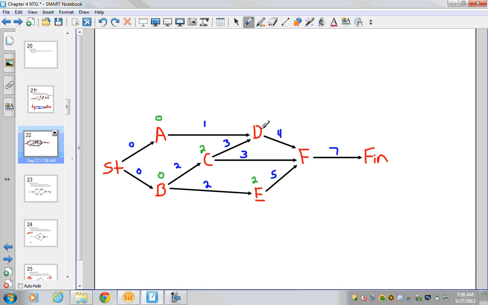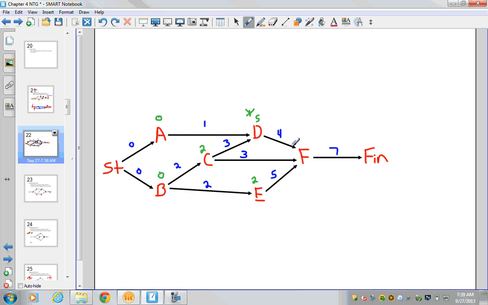All right, now let's look at D. Notice D has 2 arrows, okay? A starts at the 0-minute mark, and then it takes 1 minute to do task A, so technically it would get there at 1 minute. But if you notice that C starts at the 2-minute mark, there's 3 minutes to do task C, which would get you there at 5. So which one are we going to take, the 1 or the 5? The answer is we're going to take the 5 because we take the slowest time.